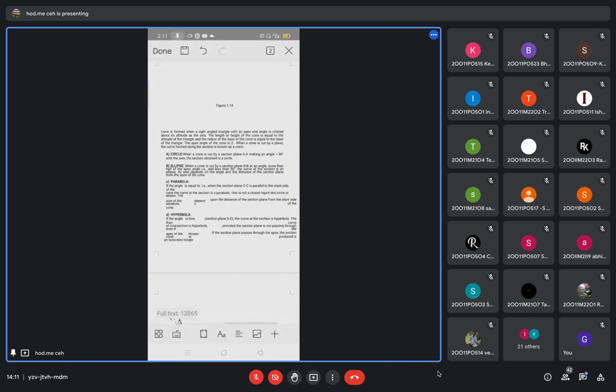This curve is the intersection of the circle. When the cutting plane passes through the apex and the base of the cone, the curve of intersection is an isosceles triangle. The isosceles triangle can be used there. This is the circle, and it can be different.